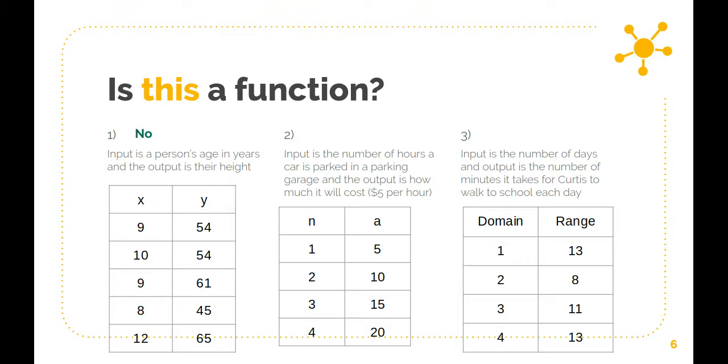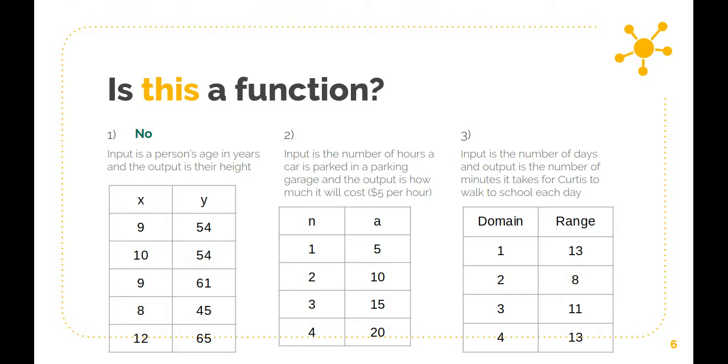And the answer for this one is no, because as you can see in the X column, 9 is shown 2 times, which means that 9 had 2 different outputs, because a 9-year-old could be 54 inches tall, but a 9-year-old could also be 61 inches tall. It just depends on who the 9-year-old is. And so if you have different heights for the same age, then it can't be a function.